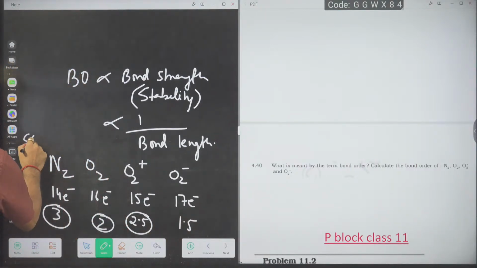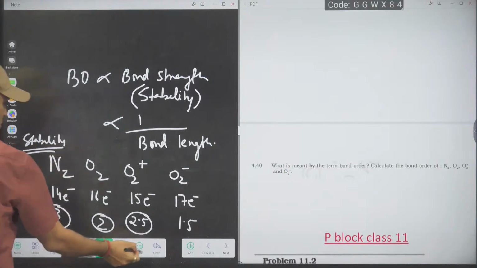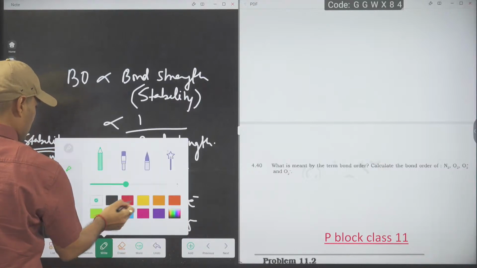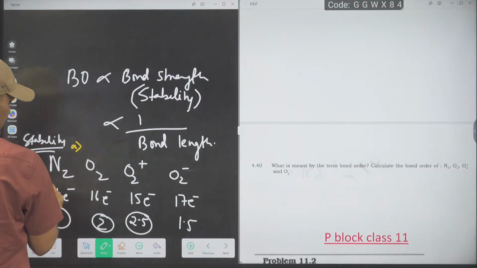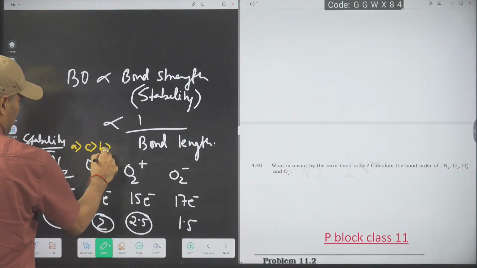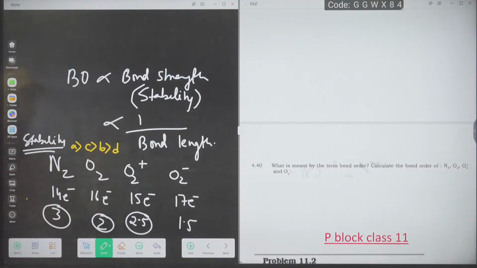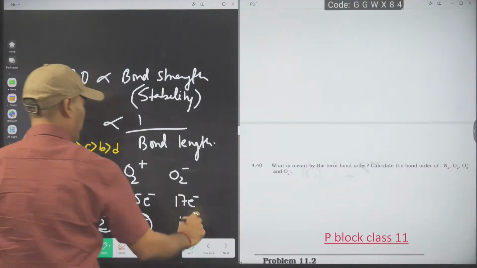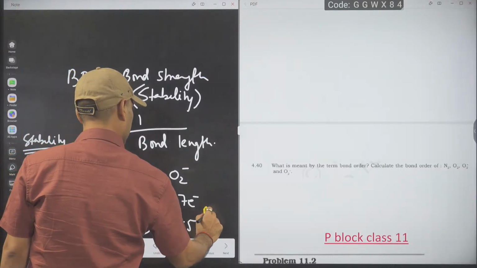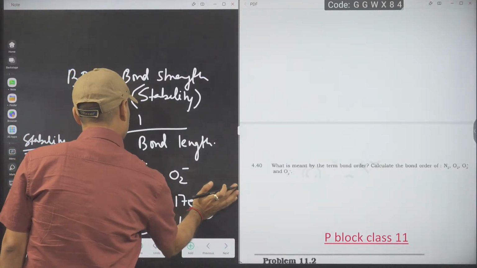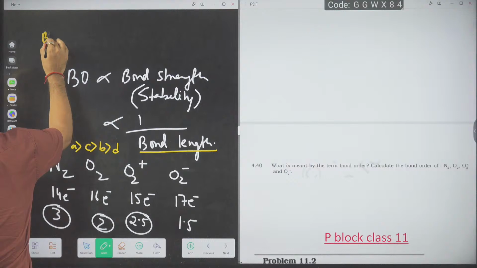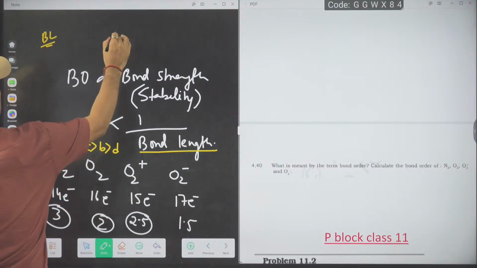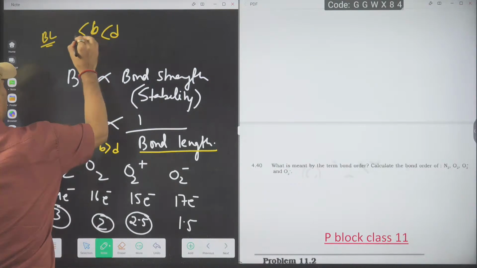Now can you compare the stability also? Tell me, can you compare the stability? You can tell stability very easily. Sir, stability is directly proportional to bond order. So the answer is A, C, B, D. Done. Bond length order, sir? Bond length order is reverse. Stability order is this, so bond length order will be in reverse, meaning D, B, C, A.